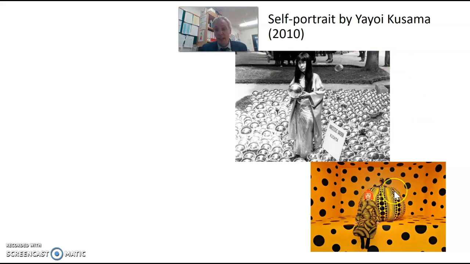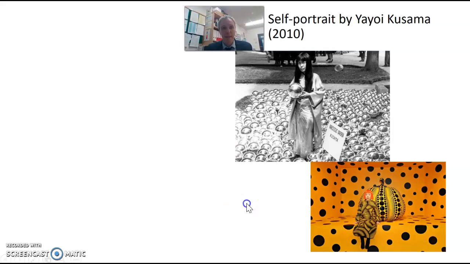Here she is much later, at the age of 80, where she's become obsessed with dots and colour patterns and pumpkins. Interestingly, she makes a lot of these kind of large pumpkin sculptures. I wonder what kind of self-portrait you might imagine she would do. Well, let's have a look.